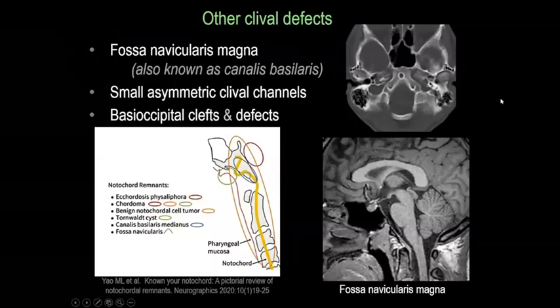Other clival defects are going to include the fossa navicularis magna, also known as canalis basilaris, here and here. You can have small asymmetric clival channels, which can be oblique, and basi-occipital clefts and defects. This is a lovely article with a picture showing what the notochord pathway is, going up here, and it can traverse, and you can have channels all along that, and here is the region of that fossa navicularis magna.